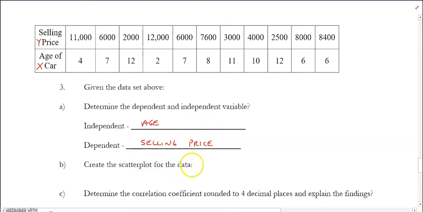Okay, create the scatter plot for the data. I'm going to come back to that. I'm going to save that for the end. I'm going to ask that you take this data set and enter it in so we can determine the correlation coefficient rounded to 4 decimal places. Take some time to put that into your calculator and see what you get.